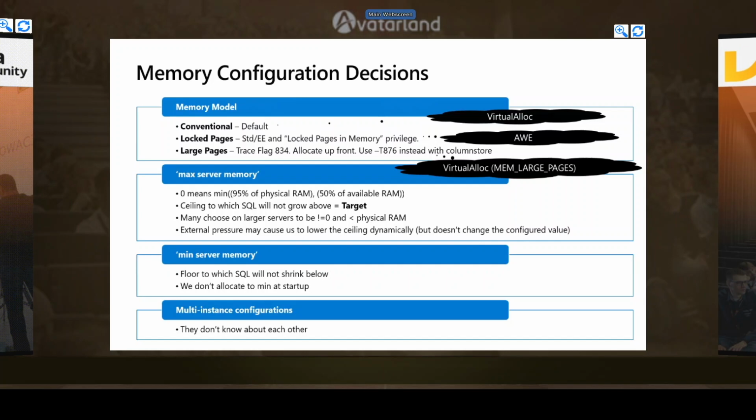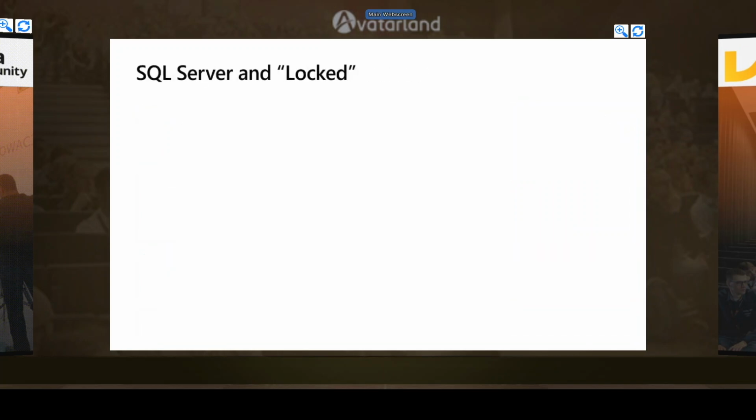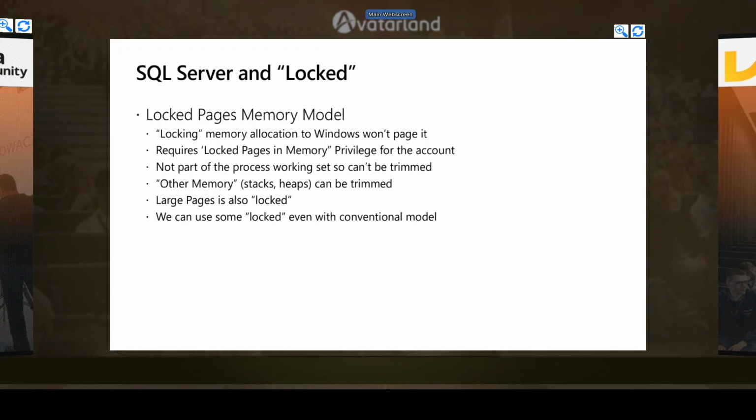Okay, we're getting a little more advanced. So let's talk more about the locked concept, because a lot of people have confusion about what locked really means. First of all, with the locked pages memory model, SQL Server is locking its memory allocation for all that stuff I talked about, fixed memory, caches, etc., so that Windows won't page it out. And the only way a process, and it's not just SQL, it's any Windows process, is allowed to do this is if it has this privilege set for the account itself.